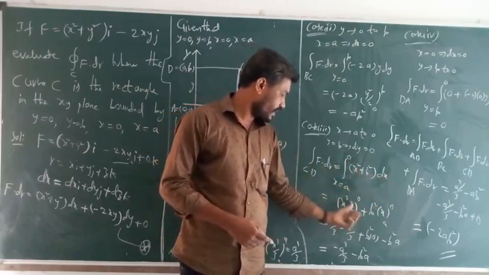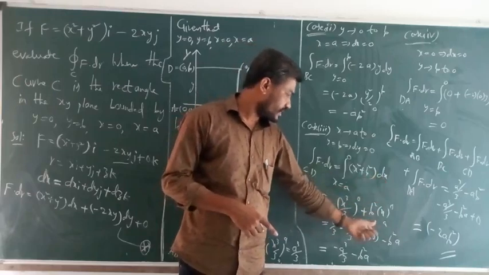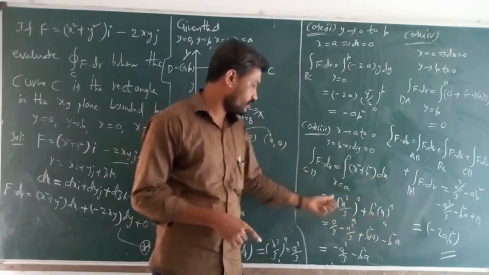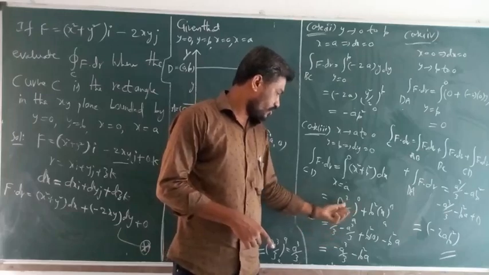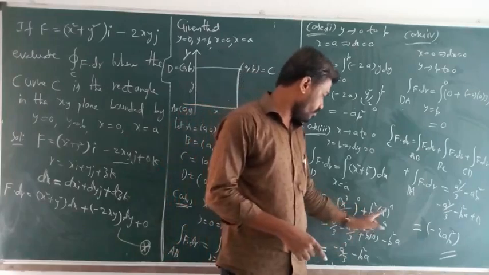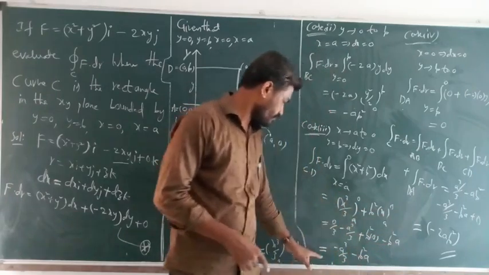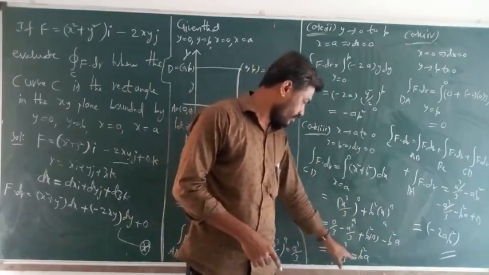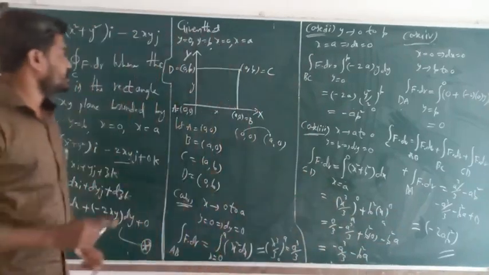The integral of x square is x cube by 3. B square is constant, so only integration of 1 dx, which is nothing but x. Substitute upper limit minus lower limit: upper limit 0, 0 cube by 3 minus lower limit a cube by 3, plus b square times upper limit 0 minus lower limit a. After total simplification, minus a cube by 3 minus a b square. This is case 3.